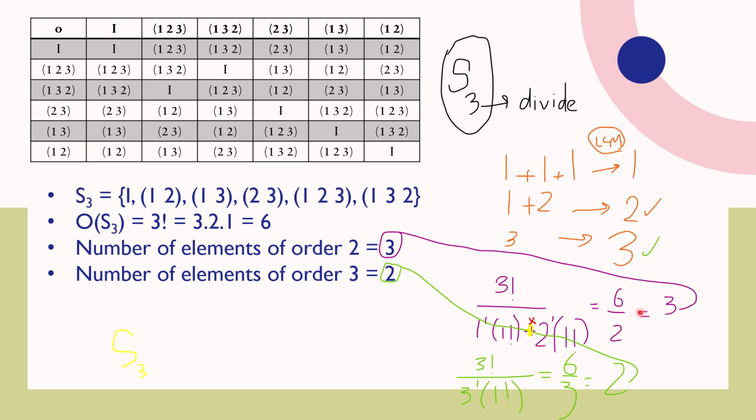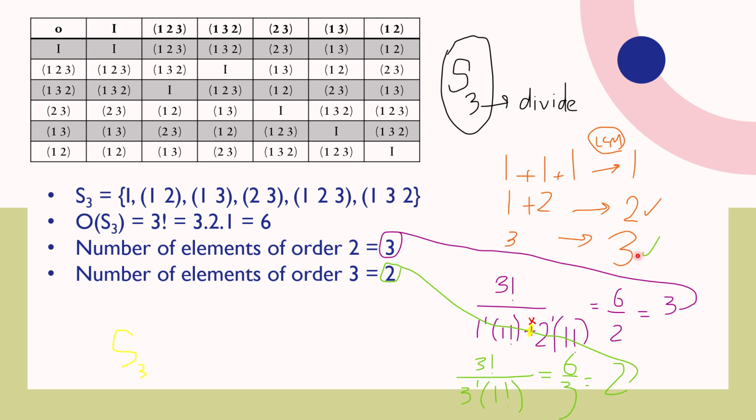So 3 factorial is 6 divided by, this will become 1 into, this will become 2. So 1 into 2 is 2. 6 divided by 2 is equal to 3. So the number of elements of order 2 is 3. And we can see that in the group itself, how many elements are there of order 2? 1, 2 and 3. Similarly perform for the next one.